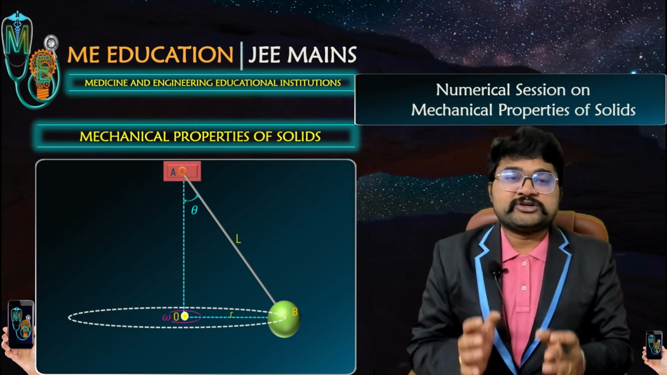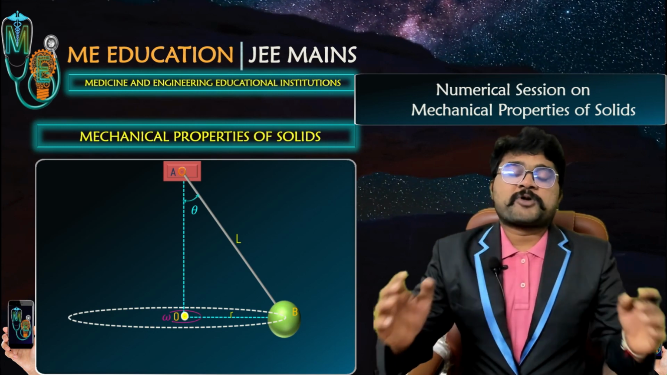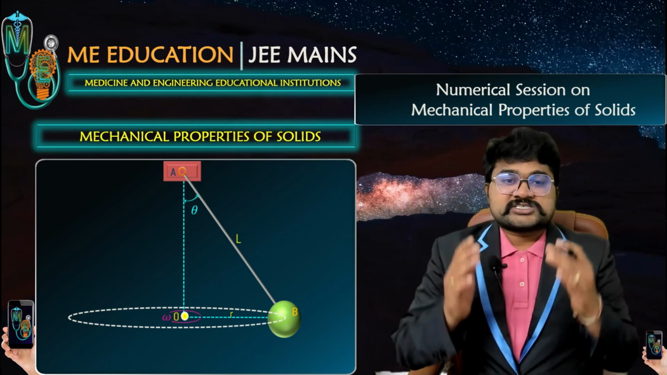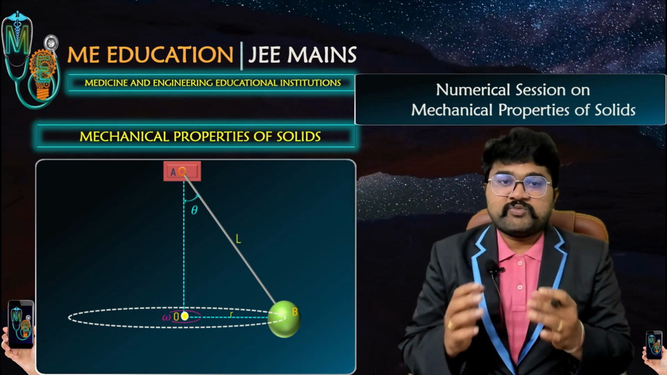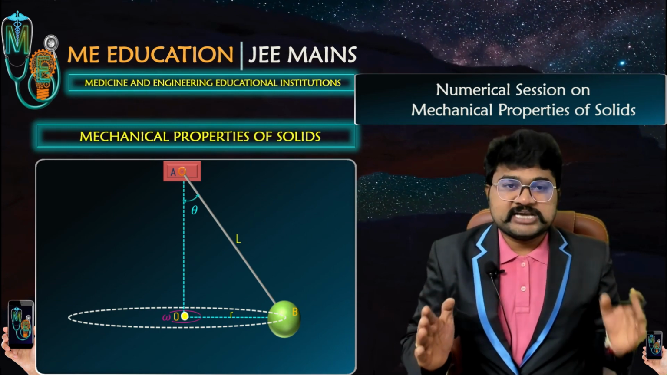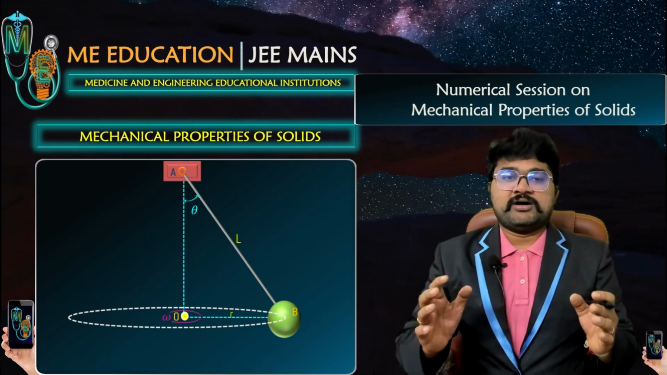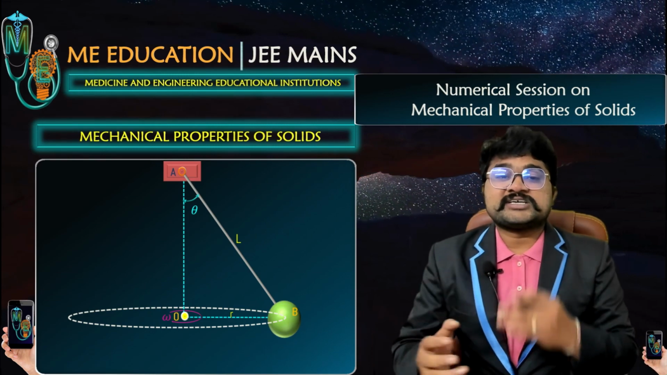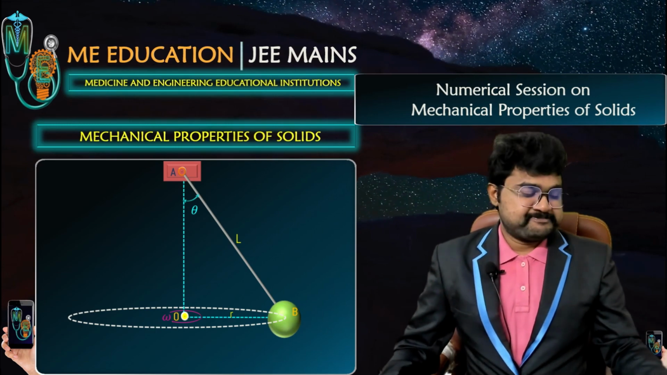Today, we are going to solve some problems based on mechanical properties of solids. Here, we need to discuss stress and strain calculations in the wire when the body of mass m is attached to it and the body is in horizontal circular motion. So let's start the session.